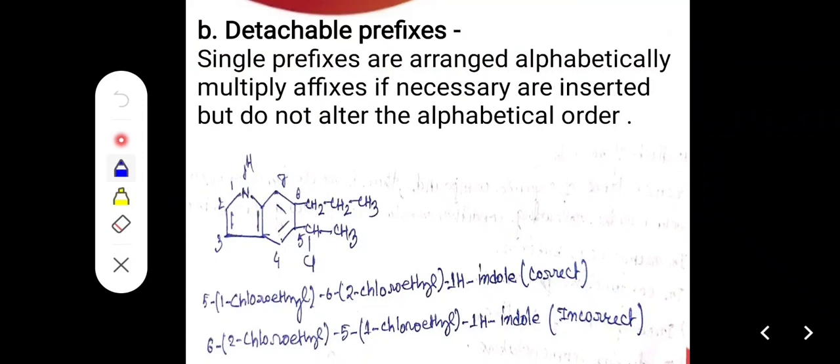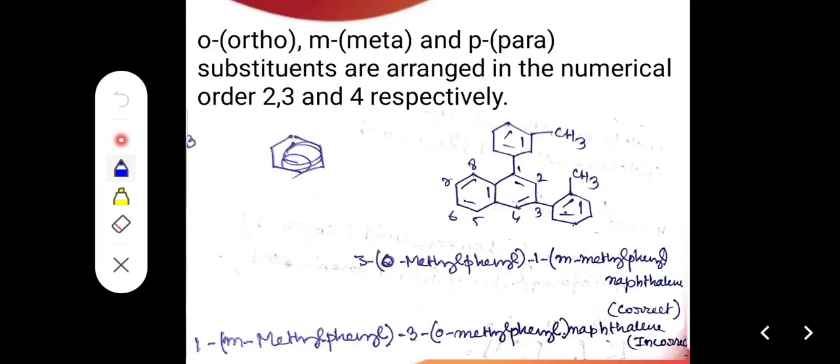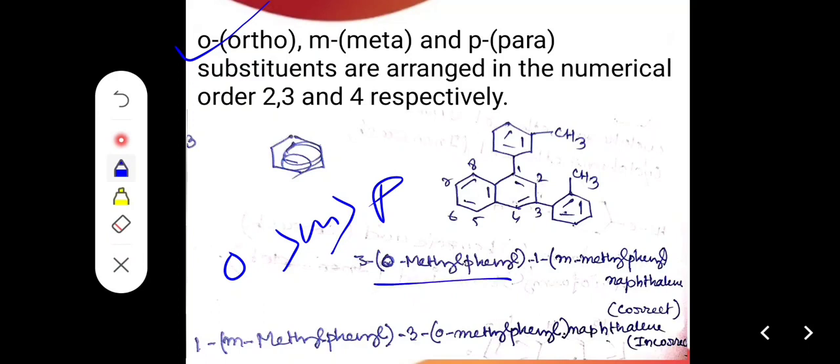Now we consider detachable prefixes. We have to consider alphabetical order. So 5 comes first, then 6, and 1-chloro comes first, then 2-chloro. If there is ortho, meta, para, the preference is ortho, then meta, then para. We ignore all of the numbering system. So we first consider ortho-methylphenyl, then meta-methylphenyl, then naphthalene. We have to consider ortho first, then meta.